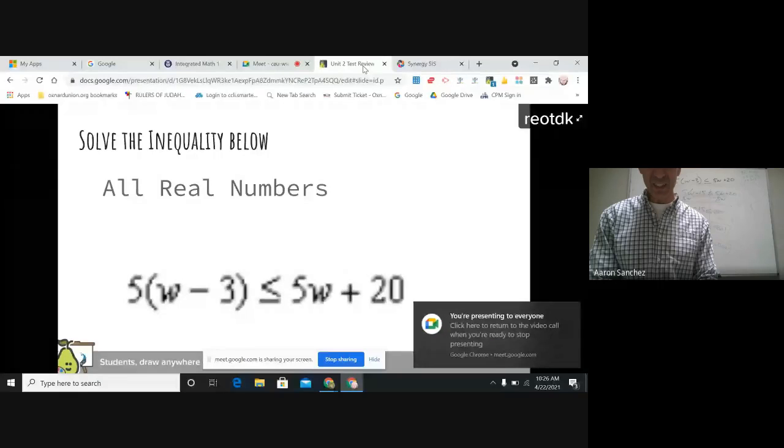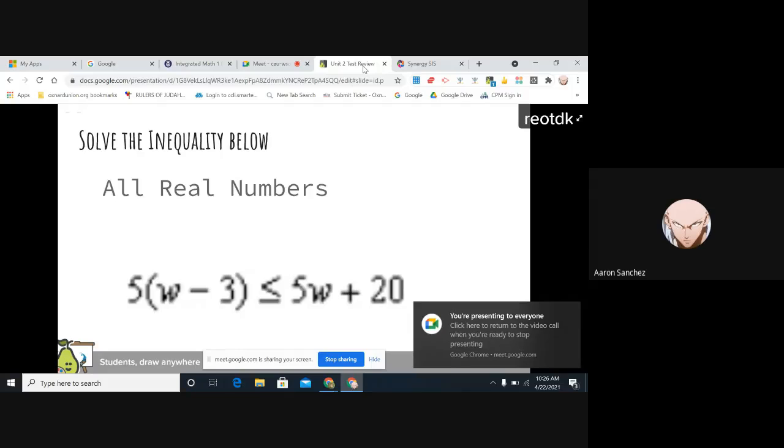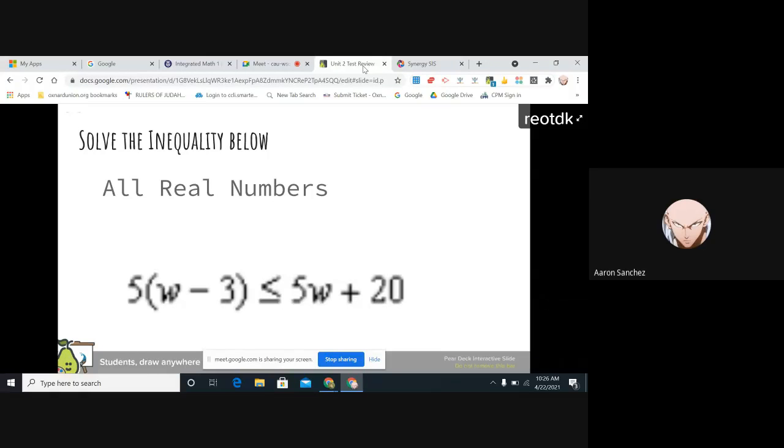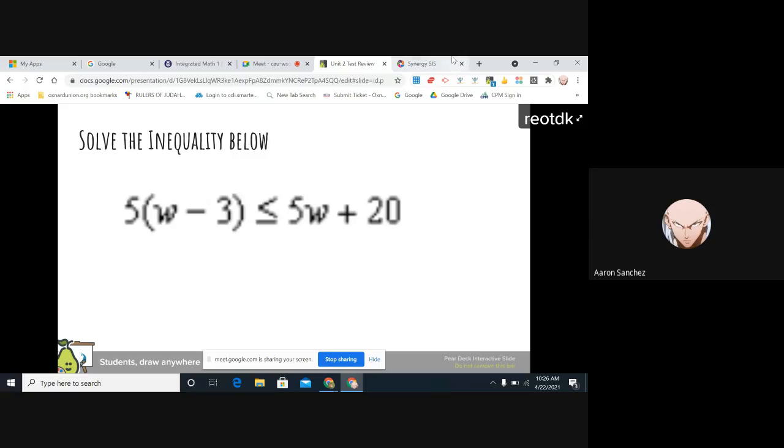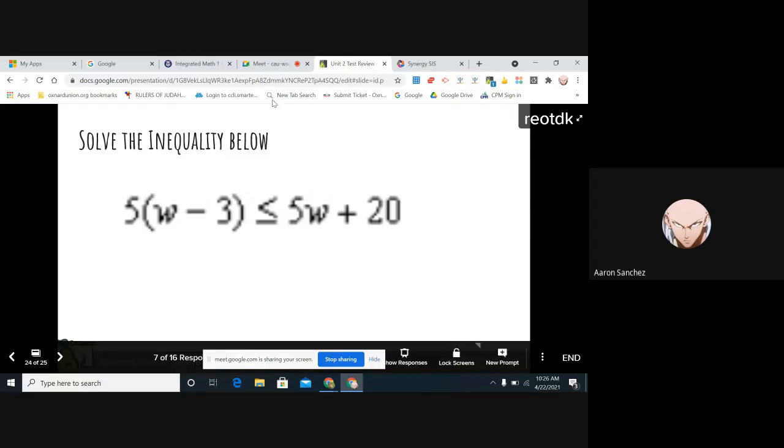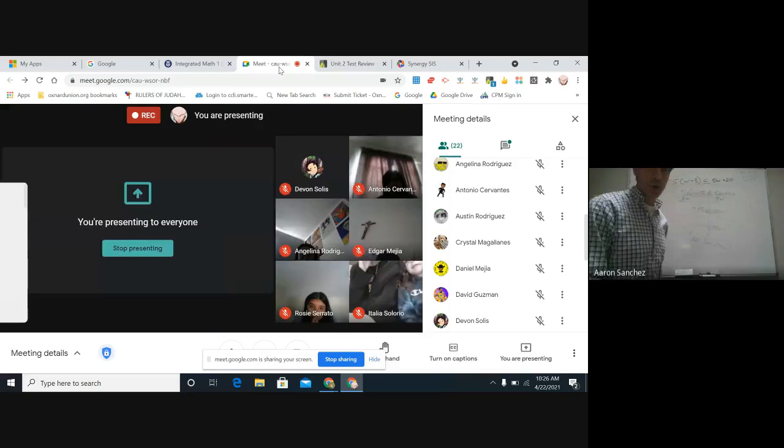So the answer is, oh no, it's all real numbers. I'll take it back. All real numbers because negative 15 is less than 20. Even though there's the equal sign, it is true. Negative 15 is less than or equal to 20. It's or, because it's or. I take it back because it's or. So Antonio, I led you in the wrong direction. It's going to be all real numbers because of the wording.